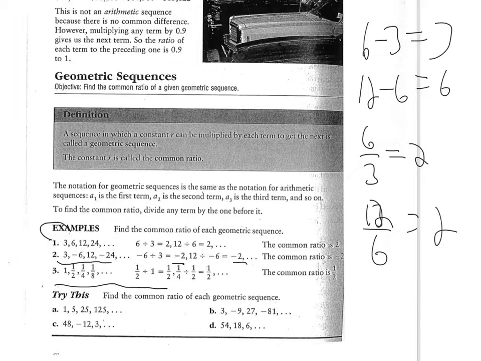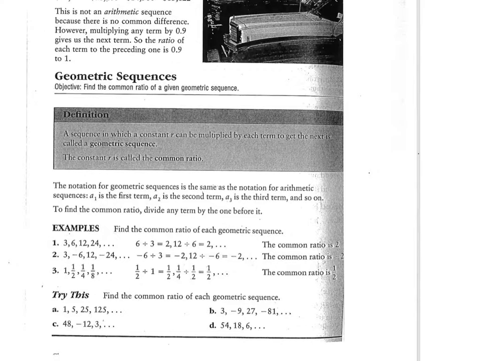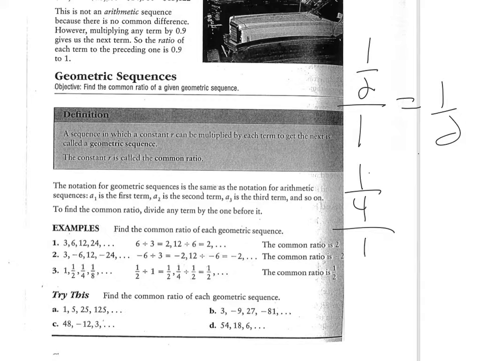If you look at number 3, when you're dividing those, if I take 1/2 divided by 1, well, that's just 1/2. If I take 1/4 divided by 1/2, remember we're going to take the reciprocal and multiply. So in that case, the 2 and the 4 cancel out. So that gives you a common ratio of 1/2.